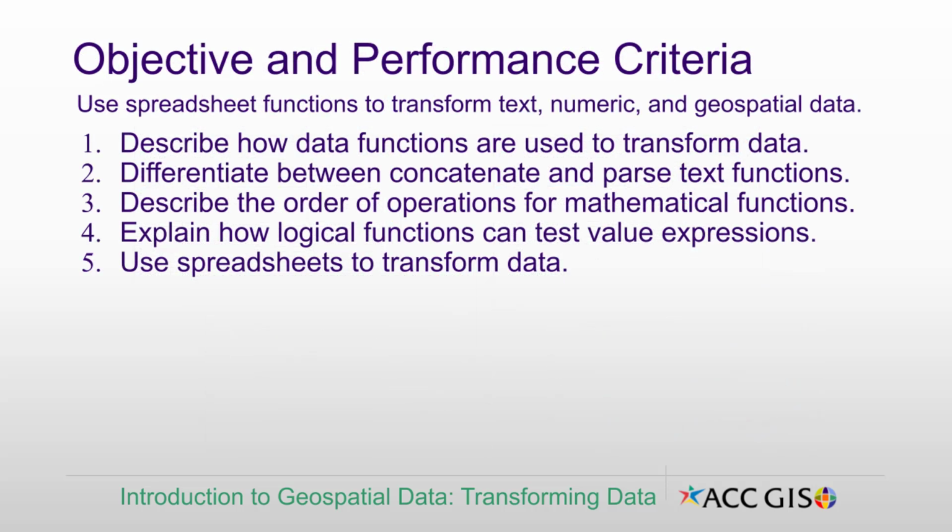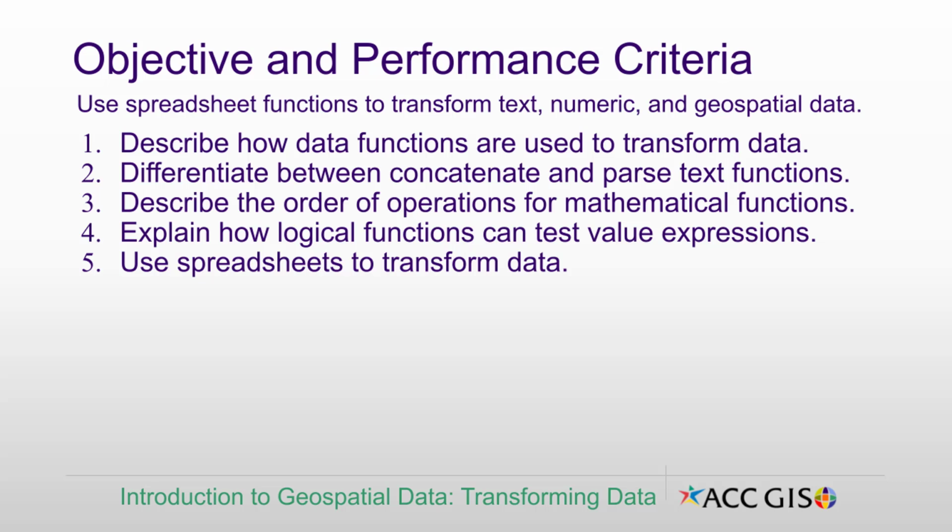And that concludes the topic, transforming data. Now let's review the performance criteria. You should now be able to describe how data functions are used to transform data by taking a series of inputs, applying a function, or for example, a formula, and getting a series of outputs. Basically, the function explains the relationship between the outputs and the inputs.